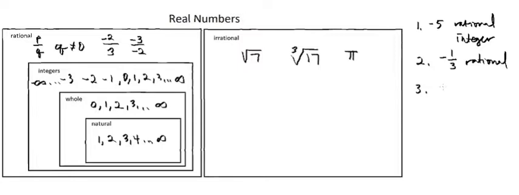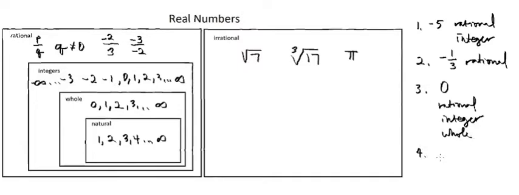Example number 3 is 0. Is it a rational or irrational number? We can say p equals 0 and q equals any number, like 3. So it can be expressed as p over q, so it is a rational number. Is it an integer? Yes, we see 0 here. Is it a whole number? Yes, whole numbers include 0. And is it a natural number? No, because natural numbers don't include 0. So it's a rational number, it's an integer, and it is a whole number.